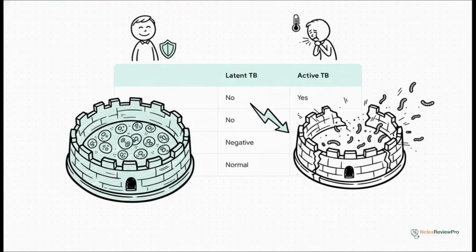Now, this is where it gets really important to understand the difference between latent TB and active TB. In latent TB, that fortress is holding strong. The body has successfully contained the bacteria. The person is infected, sure, but they aren't sick, and, this is crucial, they are not contagious. But if their immune system weakens, that fortress can break down, the bacteria are released, and it transitions to active TB. Now they've got symptoms, and they are highly contagious.